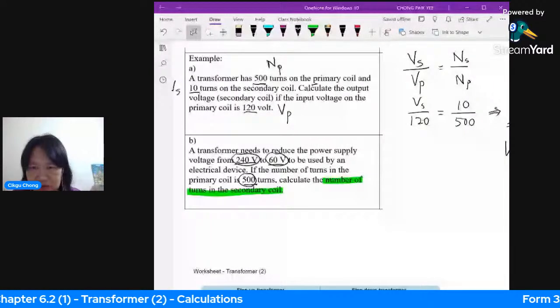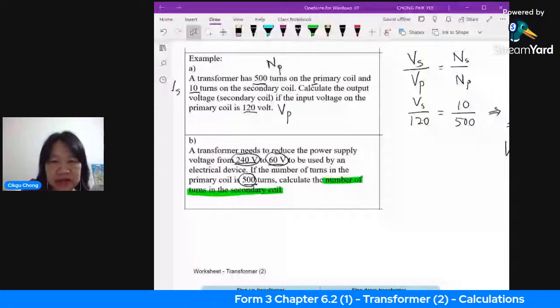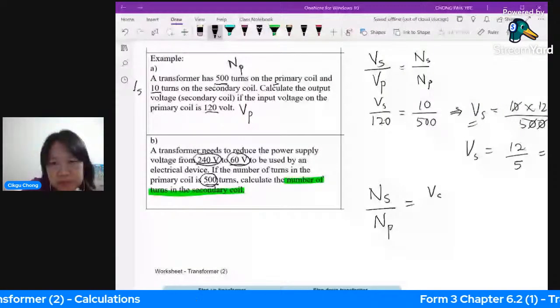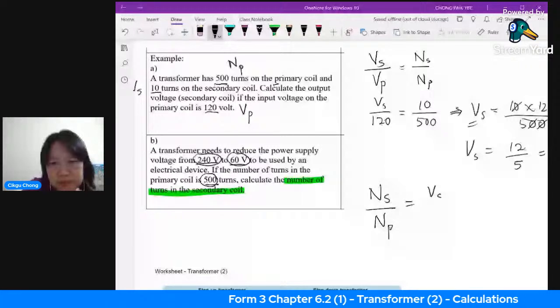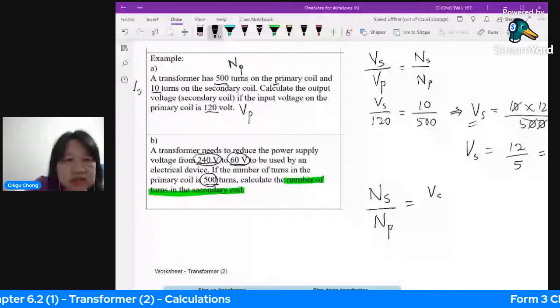What I want to find is the number of turns on the secondary coil. I put NS. I want to find NS, so I just put it on top, easier. NS will be over NP, and your Vs will be over Vp. Simple to remember. NS, leave alone, divide by NP. NP is the number of turns on the primary, so it's 500 here.